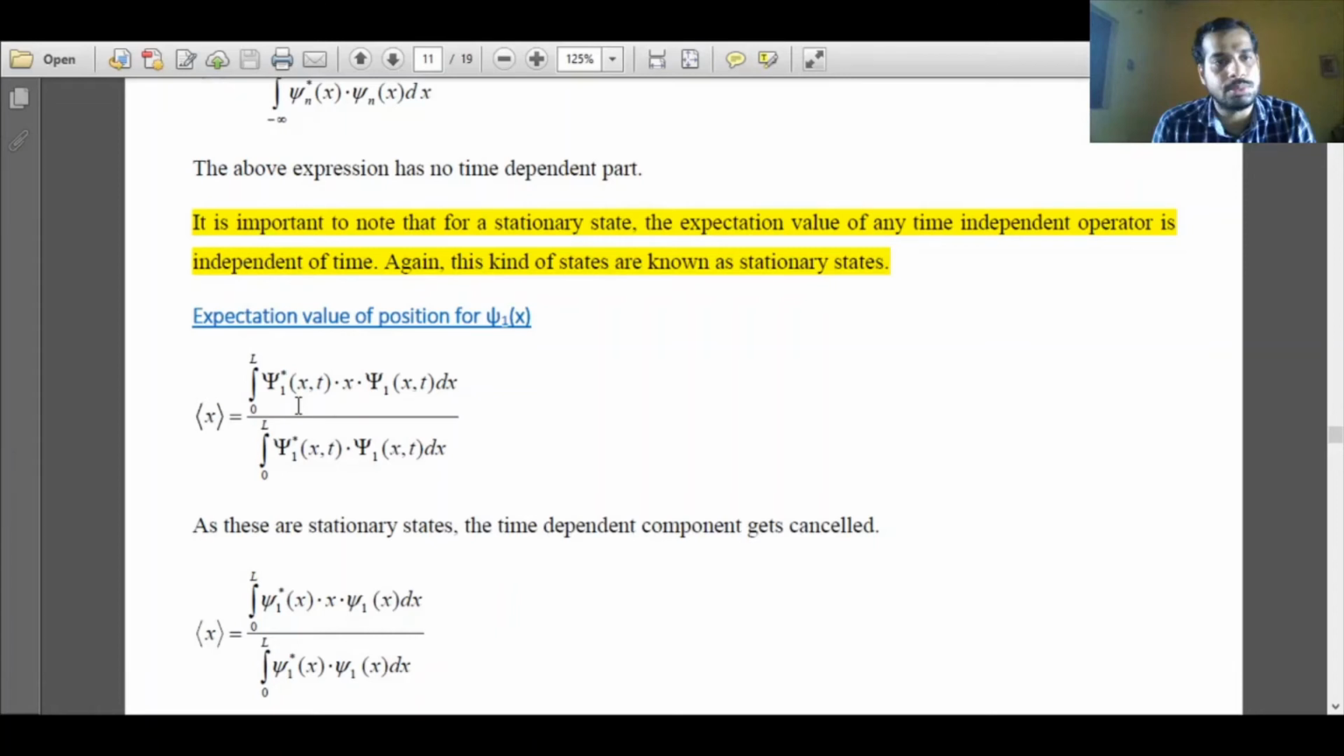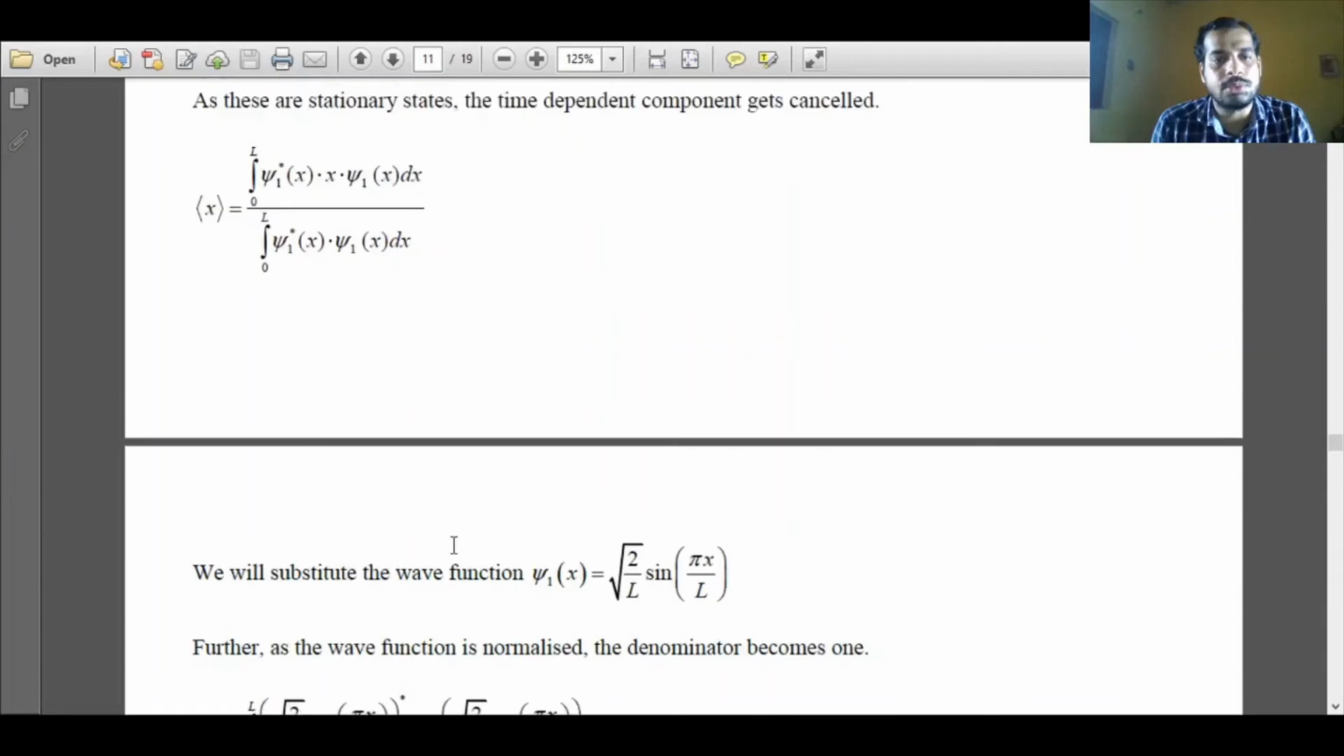Now for the expectation value for momentum, instead of the position operator we will be using the momentum operator. Here again the wave function is normalized, that's why the denominator term is 1. We are not considering the denominator, and we are directly using our expectation value expression. Instead of the operator, I am using the momentum operator. What is the momentum operator? Minus i h bar d over dx, that is the momentum operator.